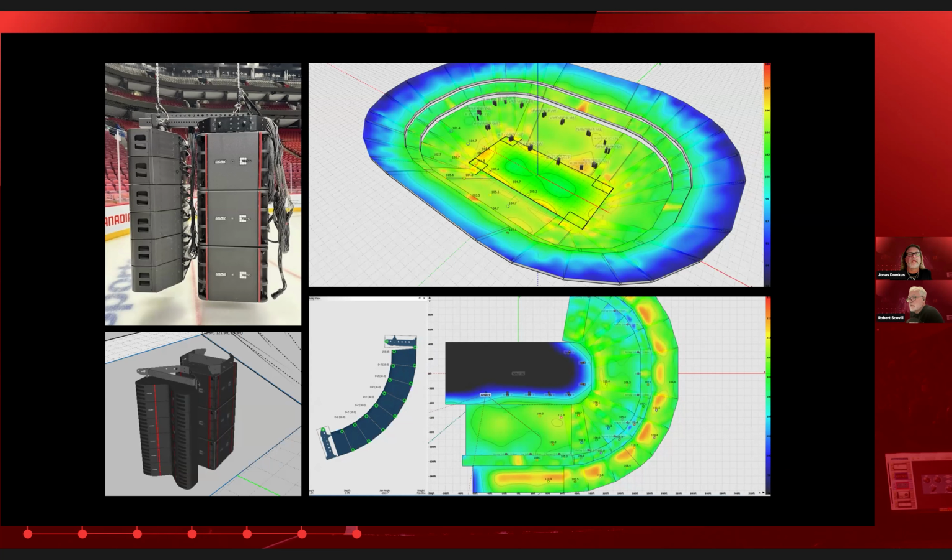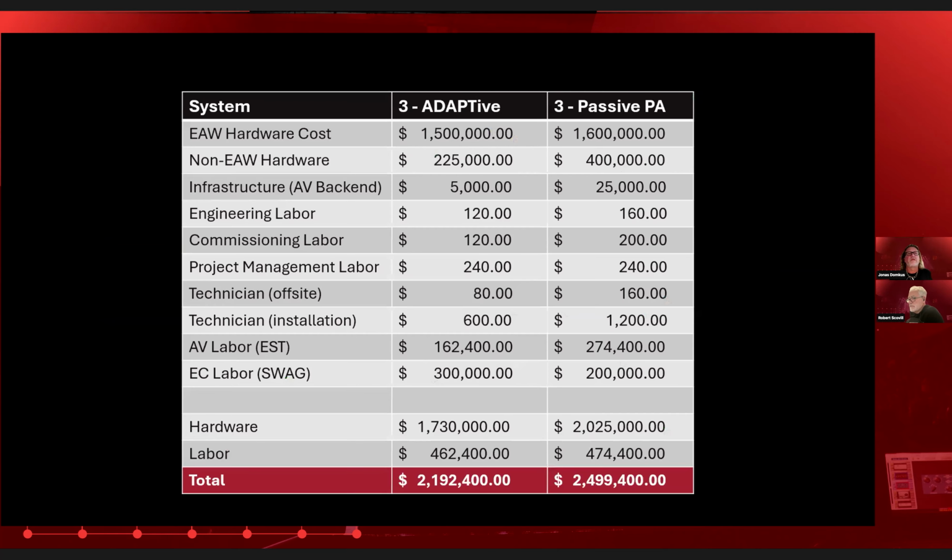Okay. And we'll take a look at the cost comparison of this install. This is actually a real life situation. So we know that these numbers are real. And you could see that in this case, the adaptive system also won in price, not only just on its ability to perform better in the space.